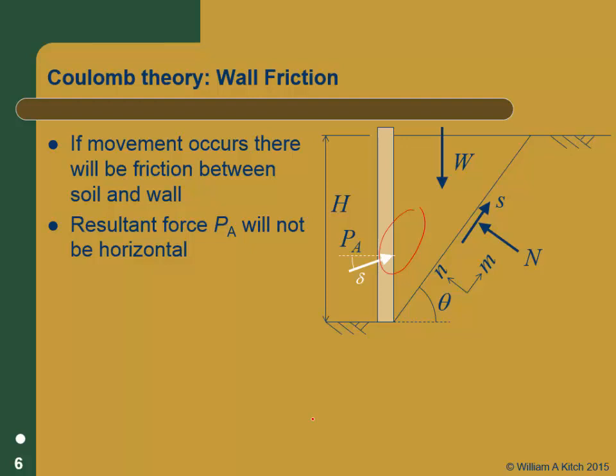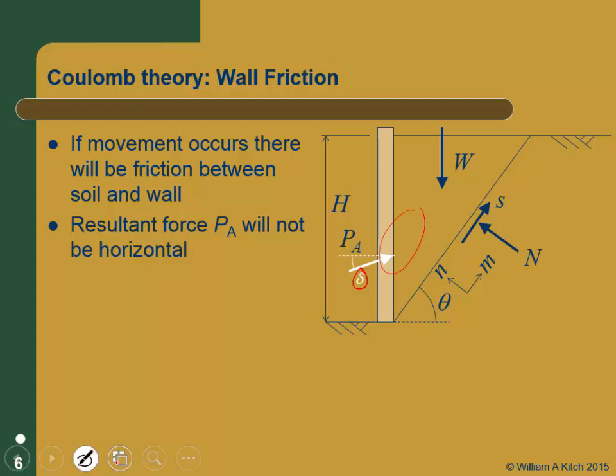So Coulomb recognized this, and what he did was he solved this problem by assuming constant angles of delta. So you can just assume what delta is. What's the maximum delta could possibly be? Well, for a cohesionless soil, the most it could be is phi, right? But if you're building against smooth concrete or steel or something, it'd be less than phi, but the most it could be is phi. If there's cohesion there, then there's an adhesion term that you've got to account for.